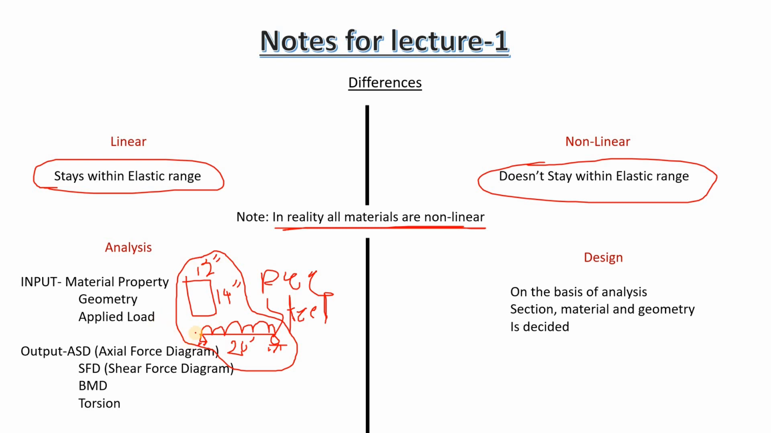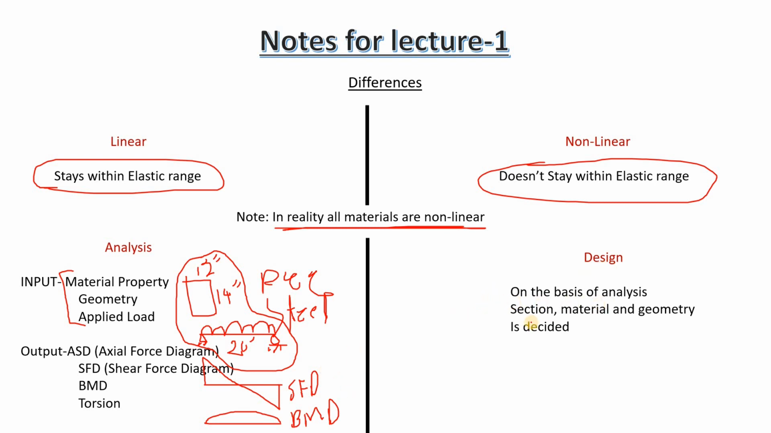For this input, we're going to determine some output, and that output can be AFD, axial force diagram, SFD, shear force diagram, BMD, bending moment diagram, or torsion. For example, if we want to draw the shear force diagram, we analyze it for these inputs, and then we get a shear force diagram, the SFD. This is the output of the analysis. We can also get the BMD, the bending moment diagram. This is also the output of the analysis. And on the other hand, the design is actually based on this analysis.